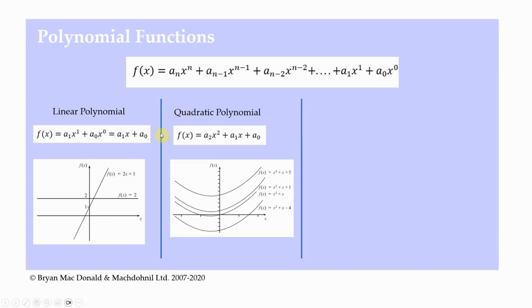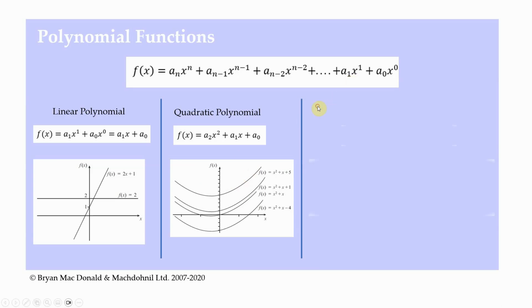Next, we can have a quadratic polynomial, or a polynomial of order 2. In this case, it's going to take the form a2 times x to the power 2 plus a1 times x plus a0. And again, we've got various examples here. For example, we have x squared plus x plus 5, where the a2 constant is 1, the a1 constant is 1, and the a0 constant is 5. And we get this curve here.